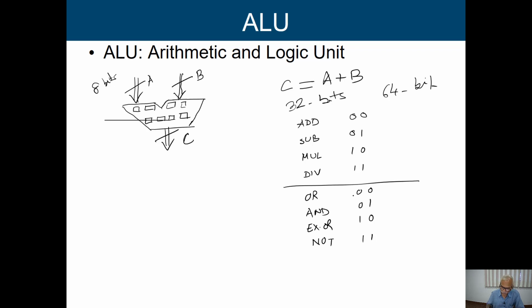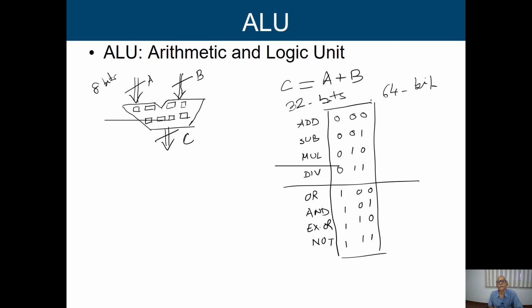But see that 0 0 and 0 0 indicate add as well as OR. So again, to distinguish these two operations, we need one more bit. So I can say that 0 indicates an arithmetic operation and 1 indicates a logic operation. So these are the 3 bits of information that we have. With the help of these 3 bits of information, we can identify the operation, and after identifying that particular operation, the ALU is going to carry it out.